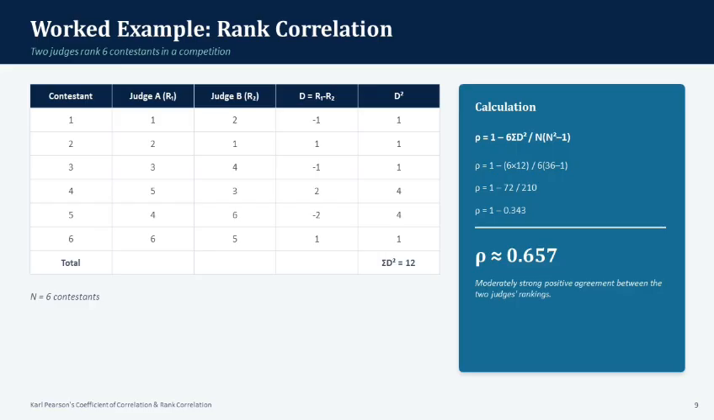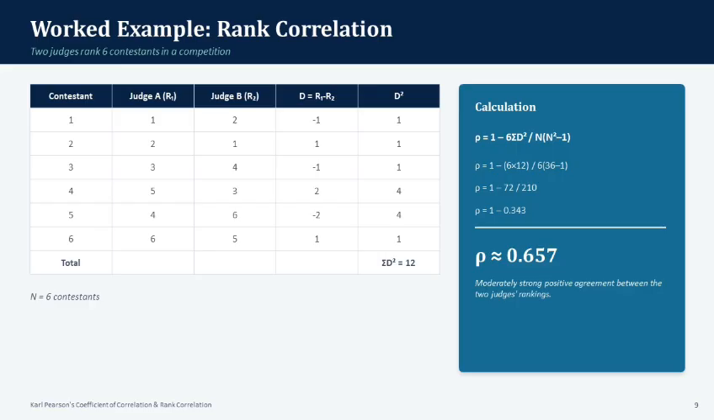The last column represents capital D square, which is the square of the fourth column elements, that is minus 1 the whole square is equal to 1, 1 the whole square is equal to 1, minus 1 the whole square is equal to 1, and goes on. And we can see the total of capital D square is 12.